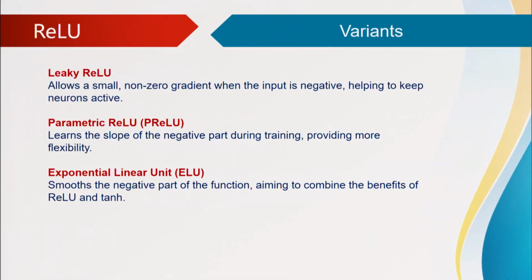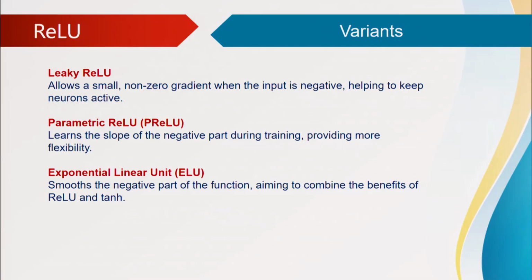Now, moving on to the other variants of ReLU functions, how ReLU can be improved, and what other types make the function smoother or even better. We have the leaky ReLU, parametric ReLU and exponential linear unit. The leaky ReLU allows a small non-zero gradient when the input is negative. This helps us decide whether to keep the neurons active or not, and is mainly useful to keep the neurons active when the input is negative.